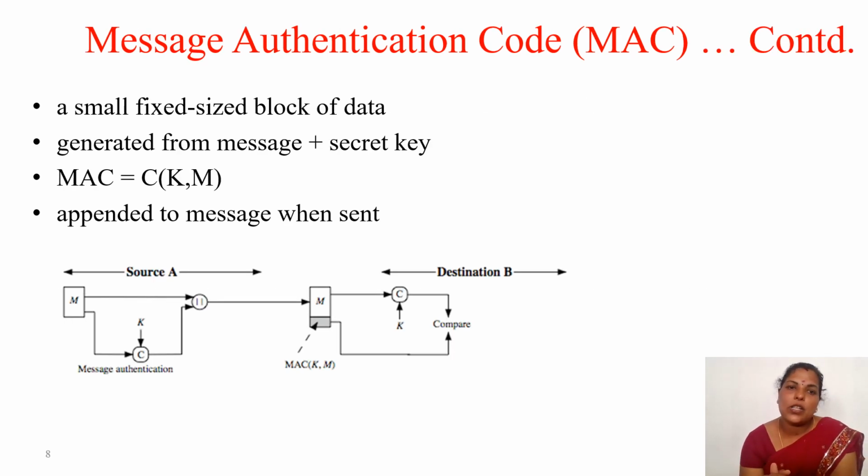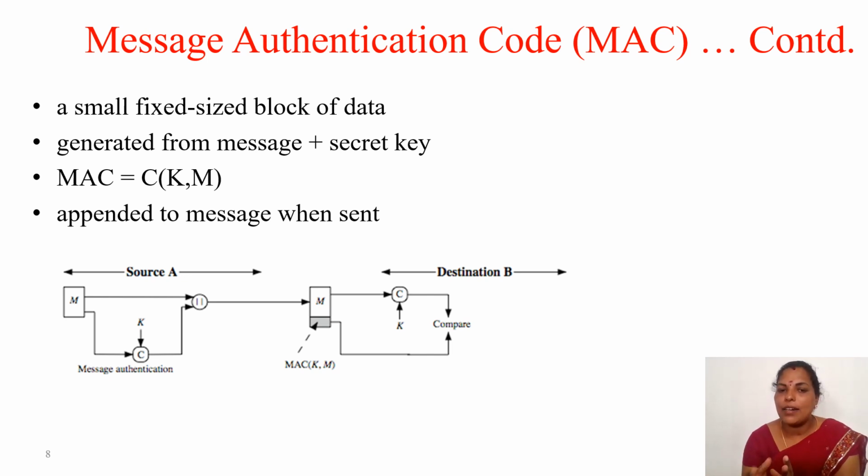So here you see the message authentication code is a small fixed-size block of data, generated from a message and a secret key, that is, MAC equals C of K comma M. This MAC is appended to the message. For example, in this diagram, the message is there, and then some process is performed on it. How we perform that process, we can see later. So C of K comma M is the MAC code. That MAC code is appended to the message and sent to the destination, and at the destination we have the message as well as the MAC code.